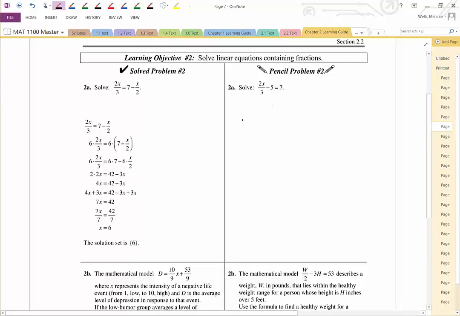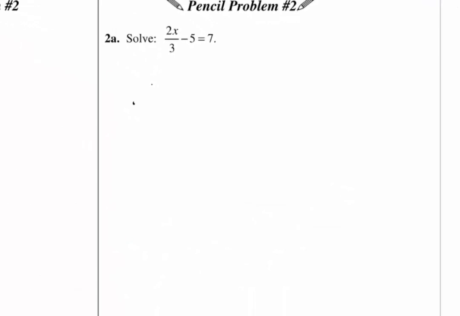So we've learned in this section that to clear out any fractions, we could multiply both sides of the equation by the least common denominator of the fractions. In this case, it would only be a 3. So we're going to multiply both sides of the equation by 3.